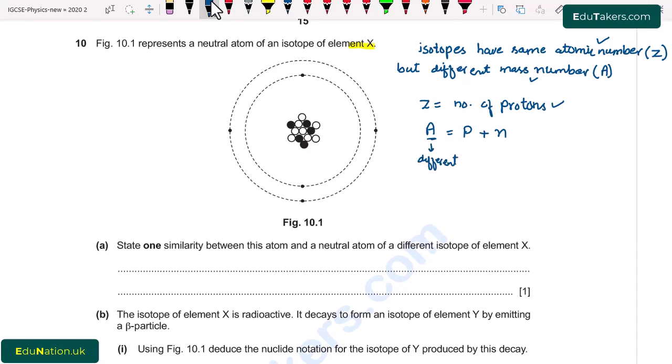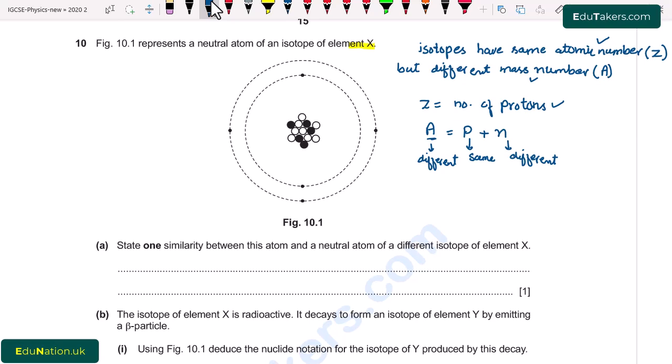But protons remain the same. That's why neutrons will be different. We can simply say that isotopes are those elements that have the same number of protons but different number of neutrons. Or the isotopes are elements that have the same atomic number but different mass number. So I write here, and also for the neutral atom, a neutral atom has an equal number of electrons or equal number of protons.